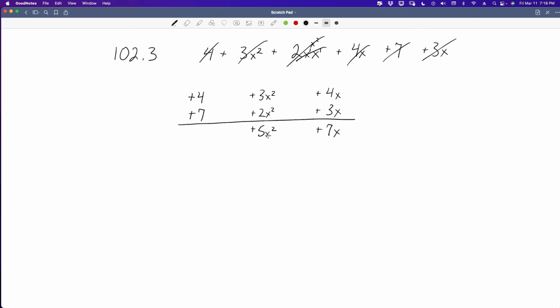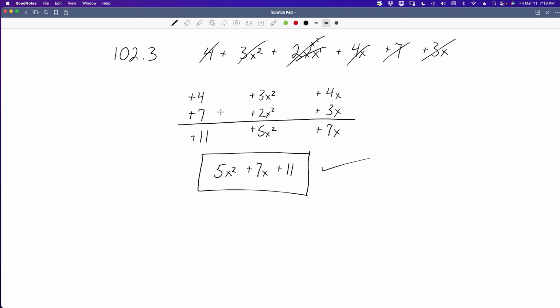And I'm just going to bring down the variable. You don't do anything to the exponent when you're just combining coefficients. And this is plus 11. So my answer is going to be, I'm going to put this in order of the exponent. So it's going to be 5x squared, because that's the highest exponent of x. We like to write it in that order in algebra. Plus 7x plus 11. And that would be my answer of all of these terms combined.